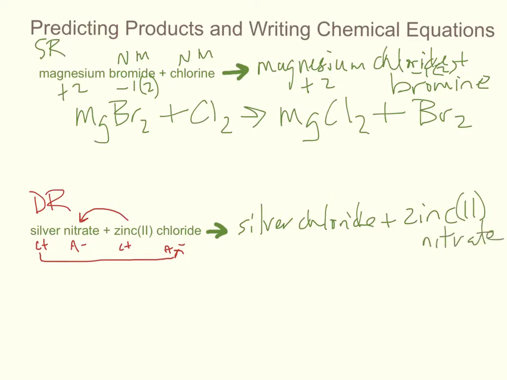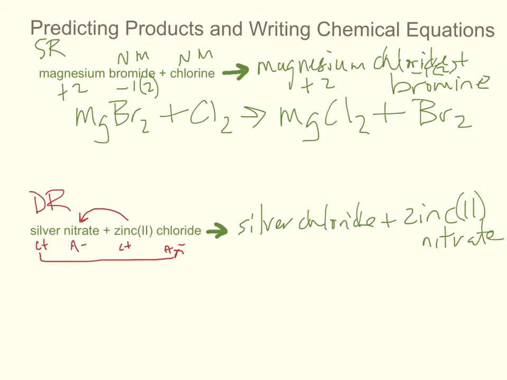Okay? So you might be asking, well, you used the Roman numerals with zinc, but you didn't use it with silver, and silver is a transition metal. But remember, silver is always a +1 charge, so we don't need to worry about doing the Roman numeral with silver.